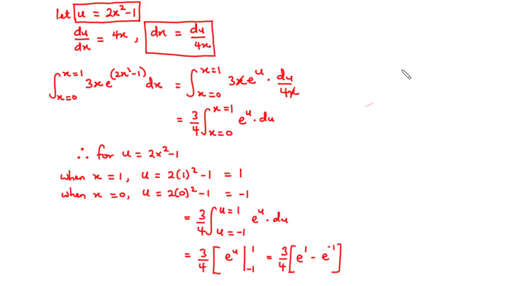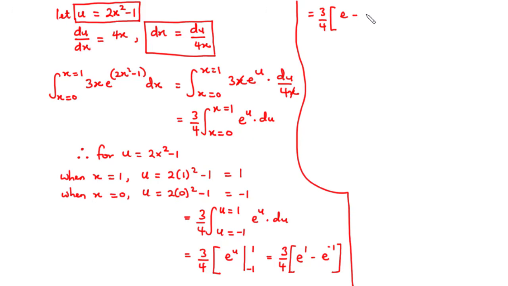Now let's further simplify this. So we have 3 over 4 times e to the power 1 is still e, minus e to the power -1 is 1 over e. So the LCM between 1 and e is e.